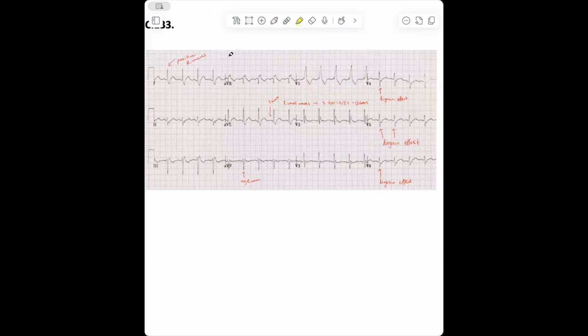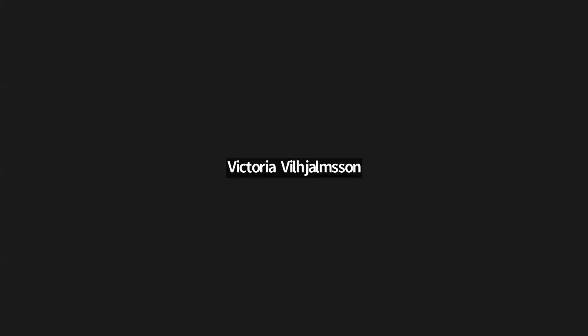No. Whenever you do see the R complex, the block is there. Here you do see the R complex in V1, so on the right side. So you do have a right bundle branch block, yes? Right bundle branch block. And you do see an extreme left deviation. That means bifascicular block, because you do have a right bundle branch block and left anterior hemiblock. This means bifascicular block. Okay? All right. Next one.